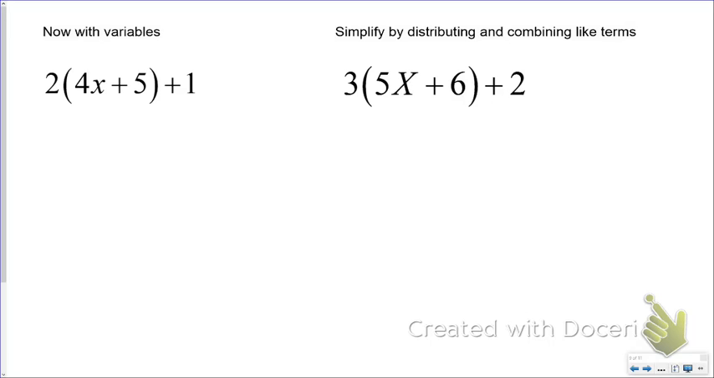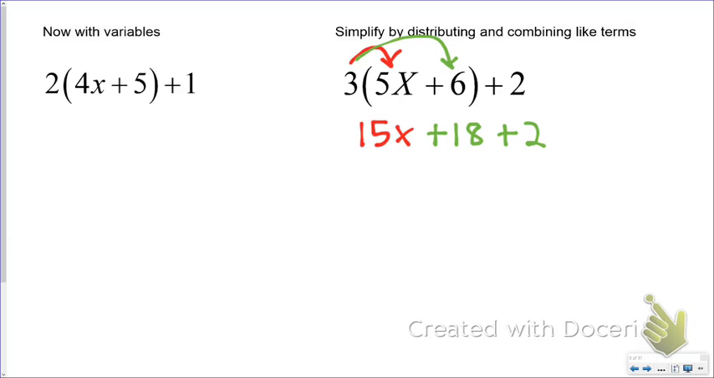Okay, so you got 3 times 5x. That's like saying 3 times 5 times x, and that's going to be 15 times x, or just 15x. Then you have 3 times 6. Well, 3 times 6 is 18. Then you bring down your 2.